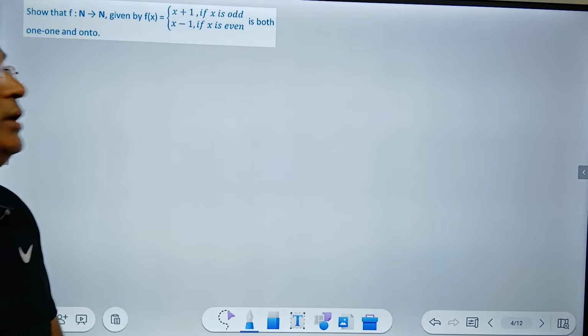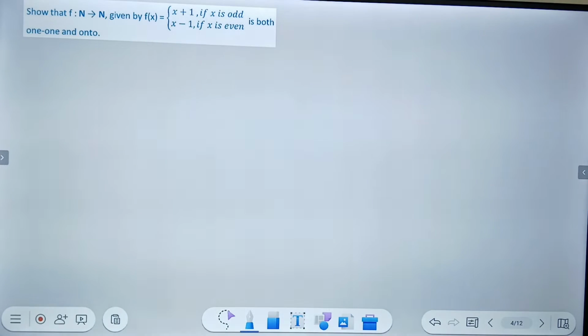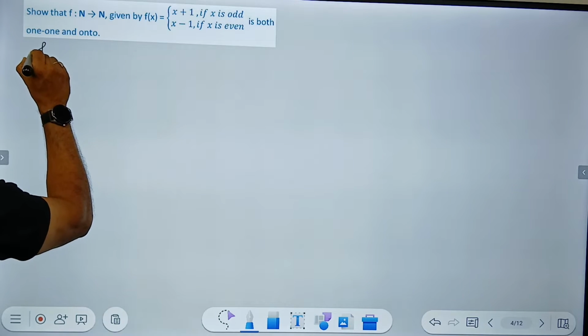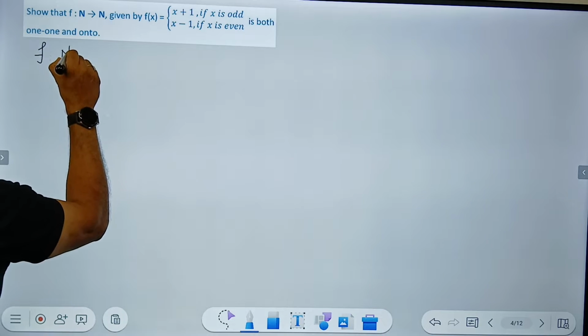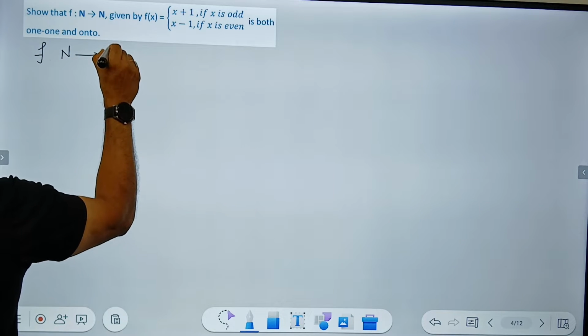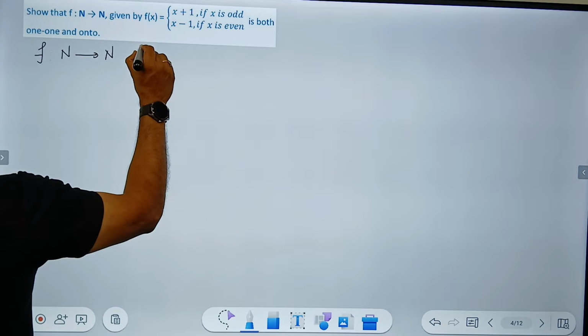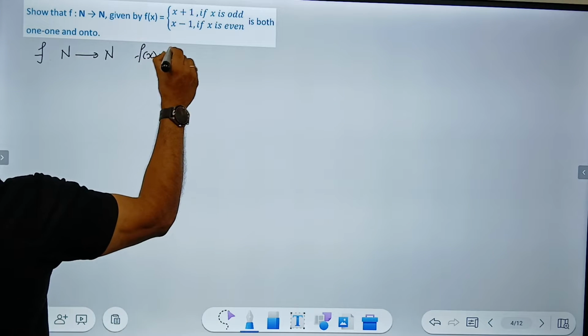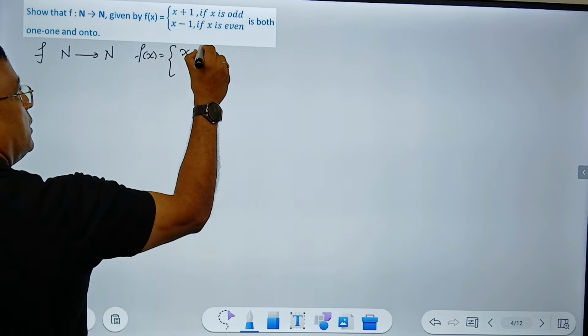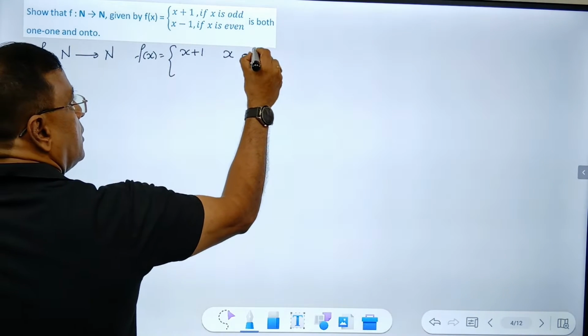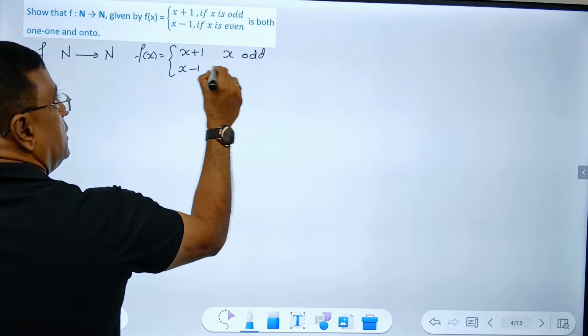This is again a very, very important question, and it is again from the NCERT book. So let us try to solve this problem. What is this problem all about? F is a function from natural numbers to natural numbers. Now how is it defined? It is defined as f of x equals x plus 1 if x is odd, and x minus 1 if x is even.